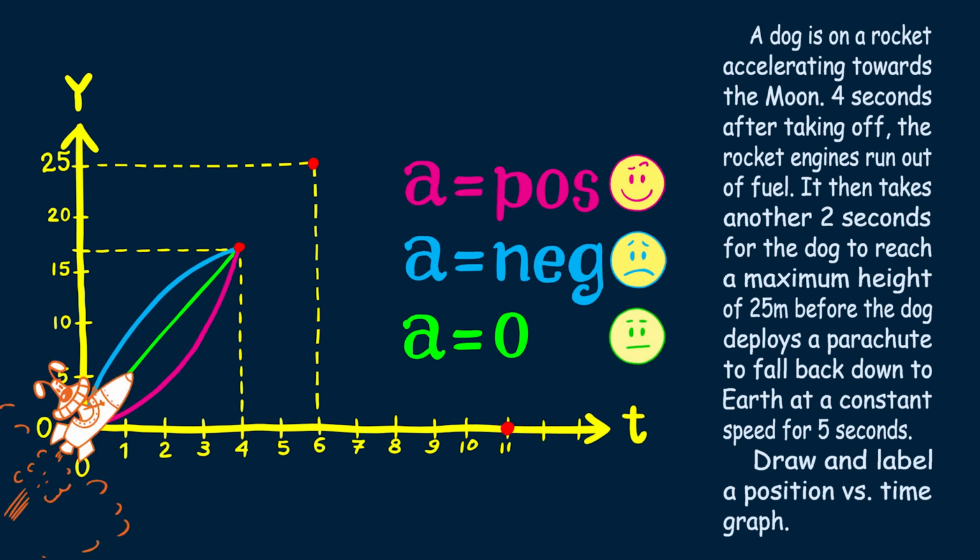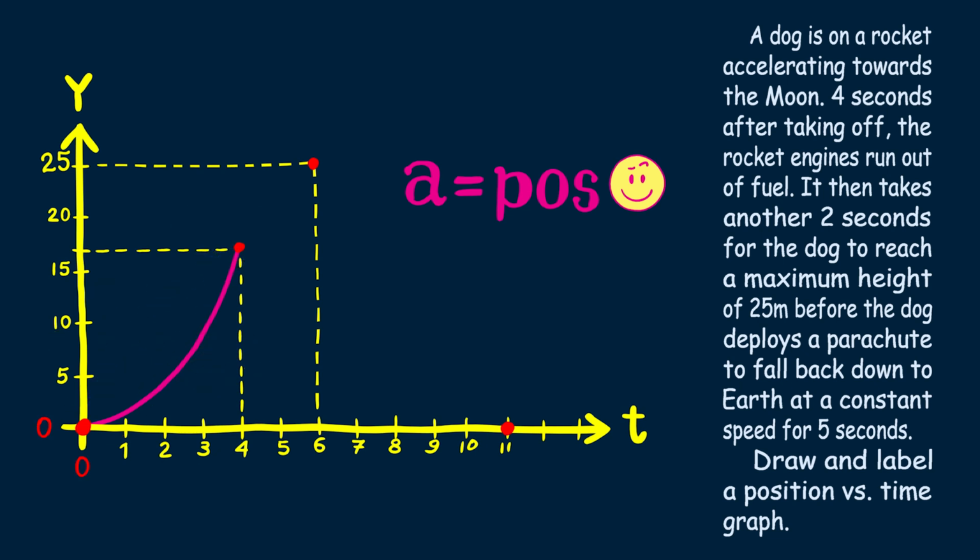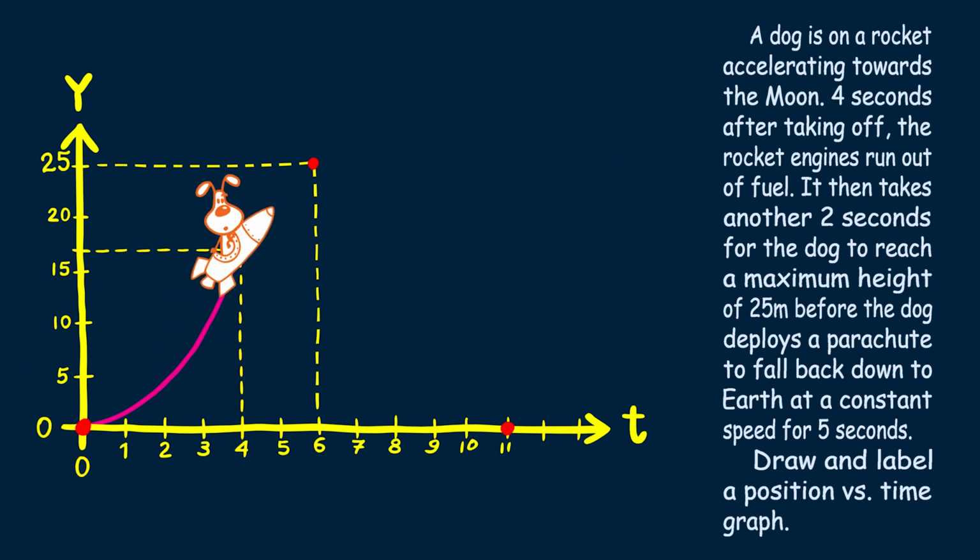Now, since the dog is on a rocket that's accelerating up, this means it has positive acceleration. Because of this, we're going to use the concave up curve to connect our points between t equals 0 and t equals 4 seconds. Now let's connect the next 2 time points, from when the rocket engines have stopped working to when the dog has reached a maximum height of 25 meters.